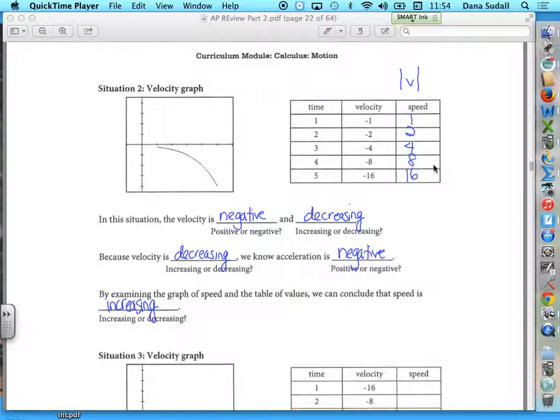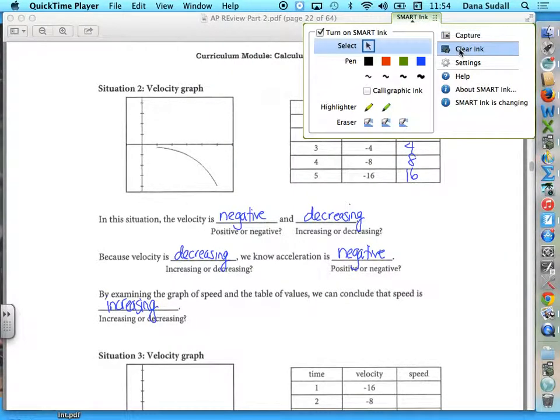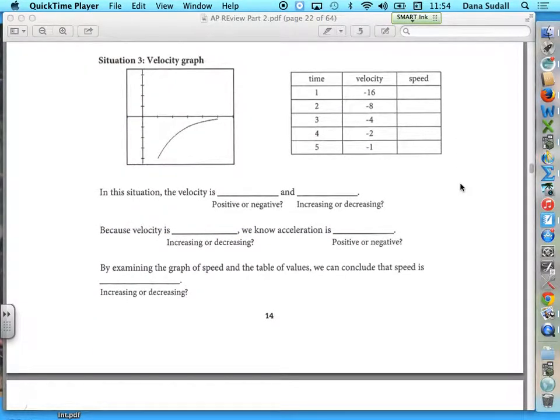Okay, same idea, third situation. We'll tie all this together at the end here. So for this one, now our graph is below the x-axis, but you can see that the curve is increasing from left to right. So let's find the values for the velocity first. The absolute values of all of those velocities would give us the speed. If you look at those values for velocity, they're negative, and they are going from negative 16 to positive 1, so they are increasing.